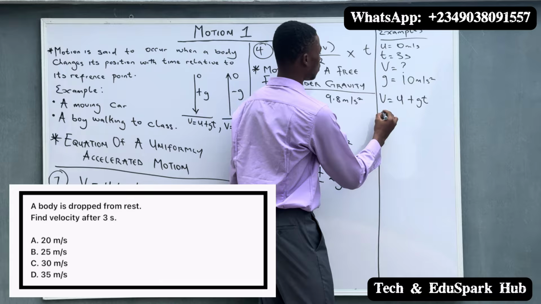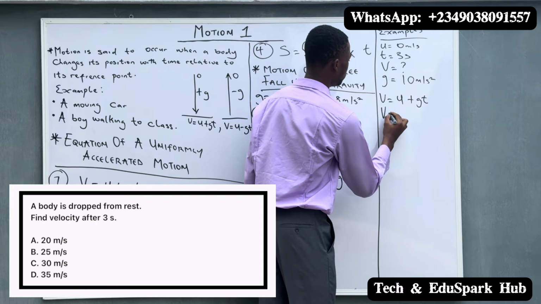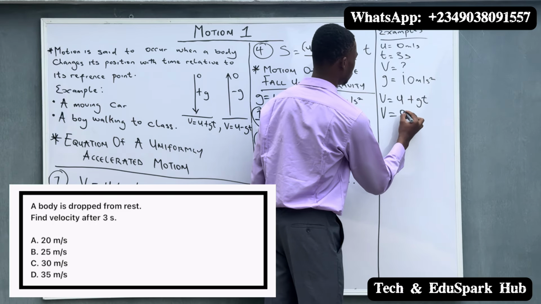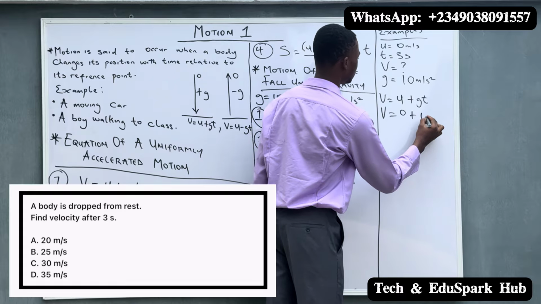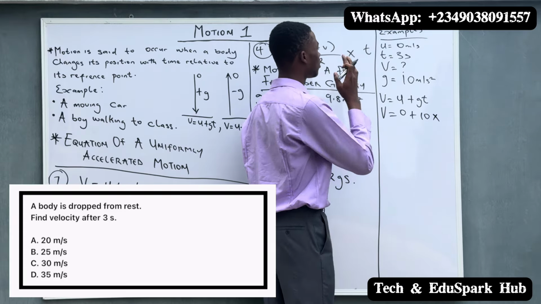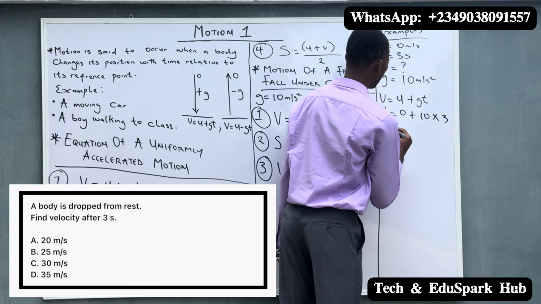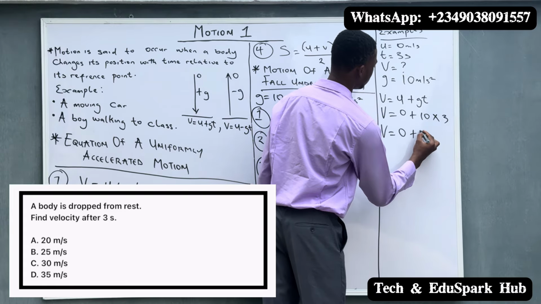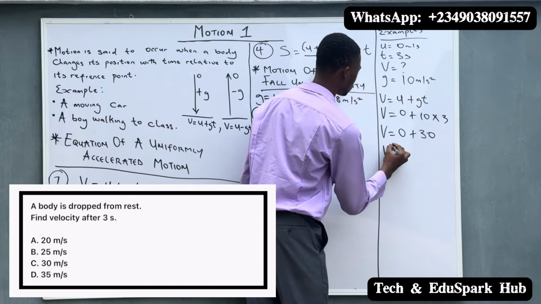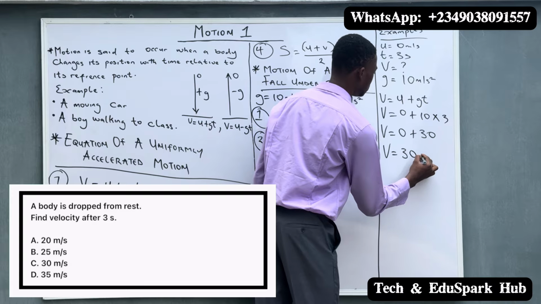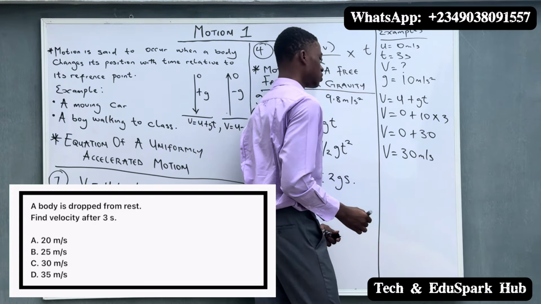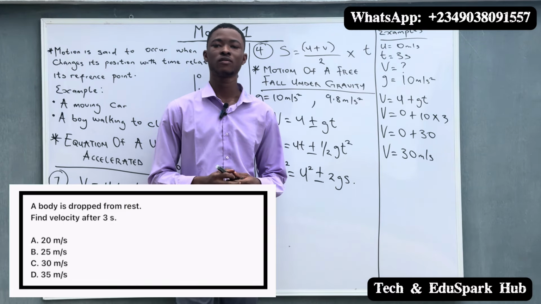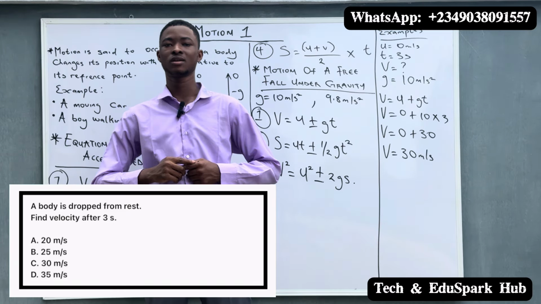Our v, which is unknown, is what we are asked to calculate. So v will be equal to, what is our u? Our u is 0, plus, what is our g? Our g is 10, multiplied by, what is our t? Our t is 3 seconds. So v equals 0 plus 10 multiplied by 3, which gives us 30. So we have v equals 30 meter per second. So 30 meter per second is correct for this question, so option C is correct.